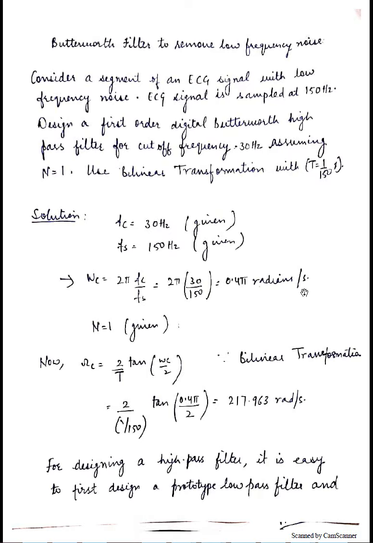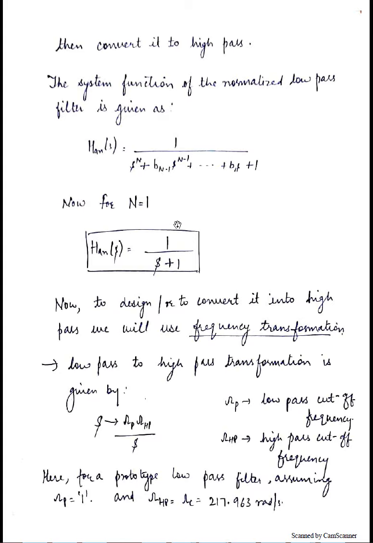Now here omega p is the low pass cutoff frequency in the analog domain, which we are assuming is 1 because we have designed the filter by keeping that value. This formula is basically by keeping that frequency as 1 radians per second. And then the analog high pass cutoff frequency, which we have already calculated and represented with omega c. And what was the value? It was 217.963 radians per second, divided by s. So this is a formula which we have to keep.